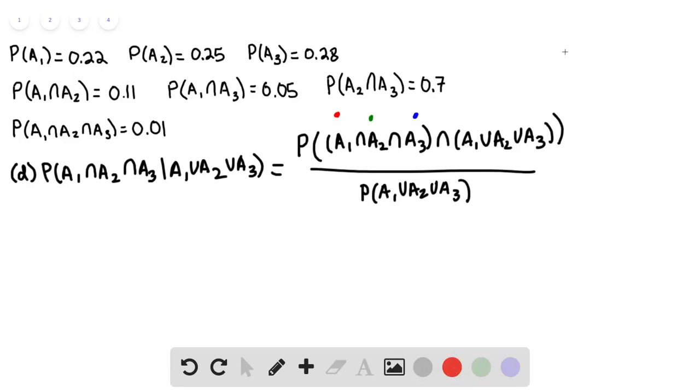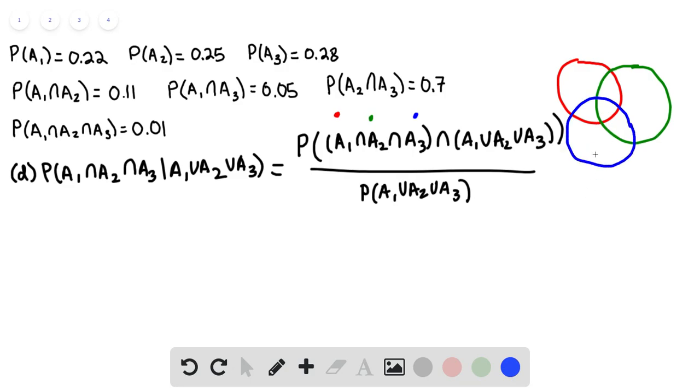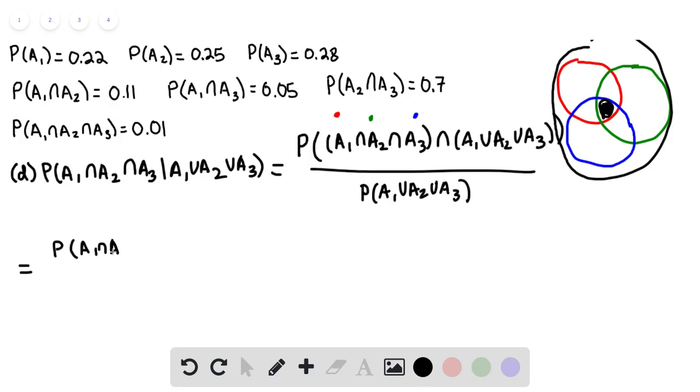And if we make a Venn diagram, like so, where these colors correspond to each of these A's, then we know that A1 intersect A2 intersect A3 is the center section here, and that A1 union A2 union A3 is the entirety of what's inside these circles. Now, in order to find the intersection, we need to figure out what's common between the two. Well, that's just A1 intersect A2 intersect A3. So this top is just the probability of A1 intersect A2 intersect A3.